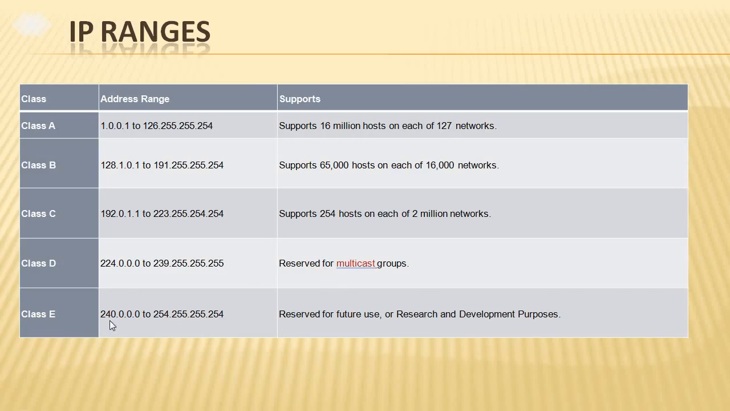And Class E starts from 240 to 254, which is reserved for future use, for research and development purposes. So these are the classes of IP address, and they mention their address range, and their support of hosts and networks. These are the IP address ranges I have mentioned in the slide.